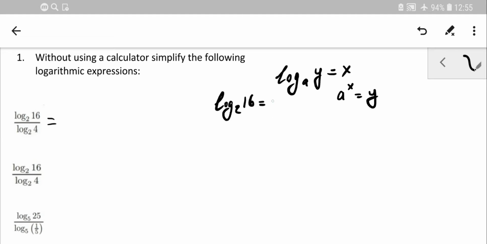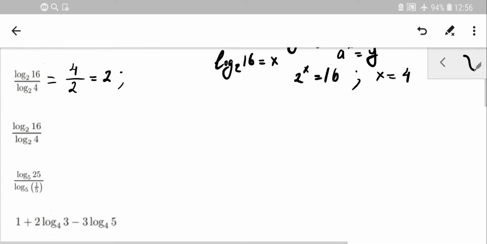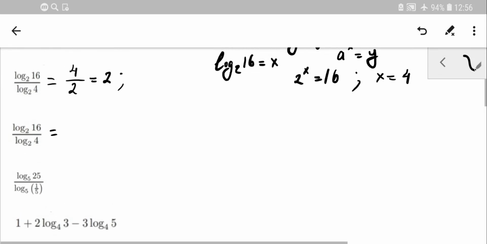Log base 2 of 16 is the power x that you need to raise 2 to in order to get 16. So obviously it's 4, right? So we'll get 4 here. In the same manner, let's do it mentally. We need to raise 2 to some power in order to get 4. So obviously the power is 2. So it's 4 over 2, or simply 2. That's the solution for the first one. Keep in mind that you are able to do that. Oh, it's double actually, so the answer is going to be the same. So 4 over 2, my bad.